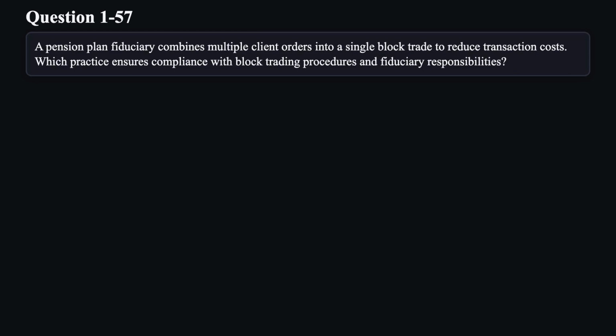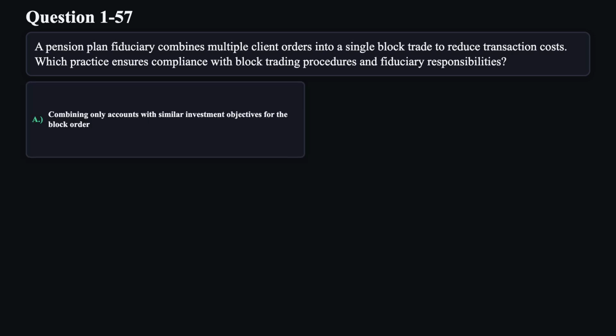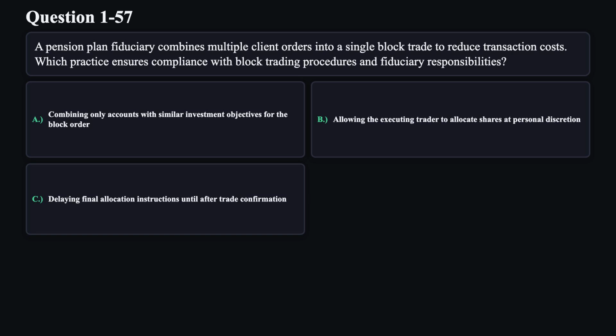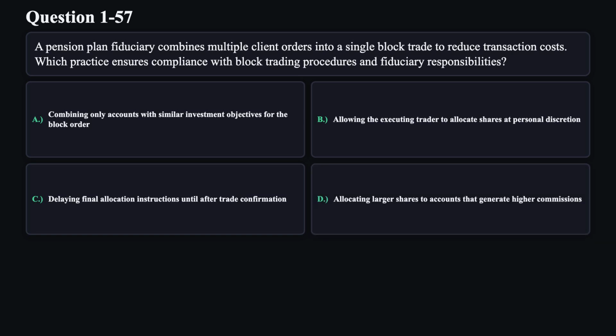Question 57. A pension plan fiduciary combines multiple client orders into a single block trade to reduce transaction costs. Which practice ensures compliance with block trading procedures and fiduciary responsibilities? A. Combining only accounts with similar investment objectives for the block order. B. Allowing the executing trader to allocate shares at personal discretion. C. Delaying final allocation instructions until after trade confirmation. D. Allocating larger shares to accounts that generate higher commissions.